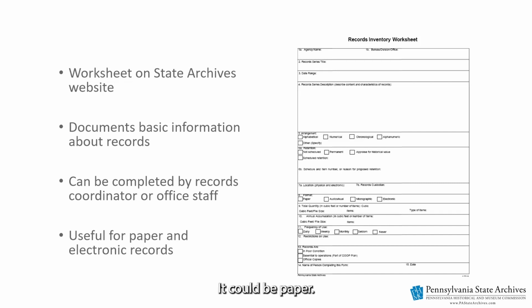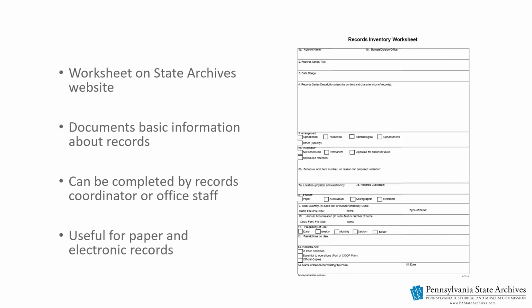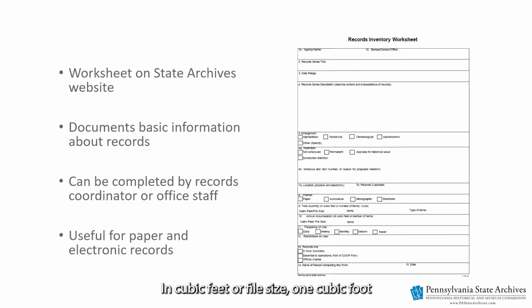Format. Enter the format of the records in this particular location. It could be paper, it could be electronic, it could be something else. Do not mark the additional format types for records copies that are stored in other locations because that would be included on another agency inventory form. Quantity. Enter the total quantity of records currently in this storage area in cubic feet or file size. 1 cubic foot is equivalent to roughly the size of a banker's box. If appropriate, record the specific number of items, such as reels of microfilm or blueprints.